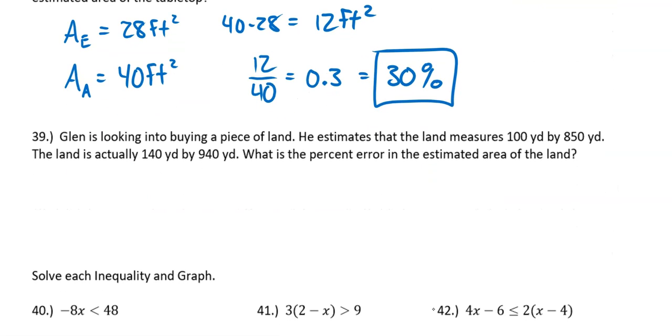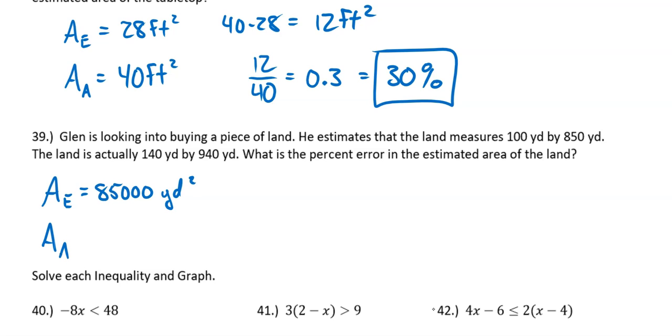If I look at this one, Glenn is looking into buying a piece of land. He estimates that the land measures 100 yards by 850 yards. The actual is 140 by 940. What's the percent of error? So once again, we're calculating how far off he was. So if I find the estimated area, and once again, this is a job for my calculator, I plug it in, the 100 times the 850. Well, this one you probably don't need to plug in. Gives me this. Again, that's square yards.